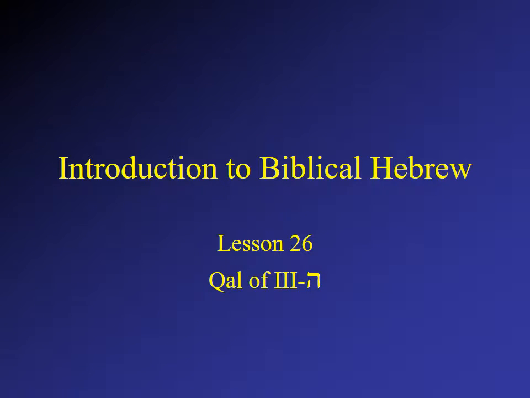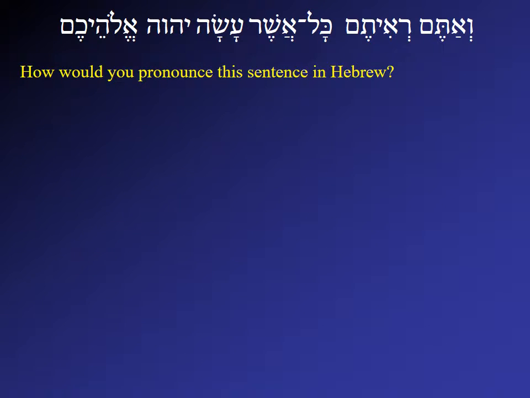Alright, today's lesson goes with Kittel and Hoffer, Introduction to Biblical Hebrew, Lesson 26, focusing on the Qal of third hey roots. Here's our sentence for this chapter. Let's pronounce. Ve'atem re'item kol asher asa Adonai Elohechem. Ve'atem re'item kol asher asa Adonai Elohechem.